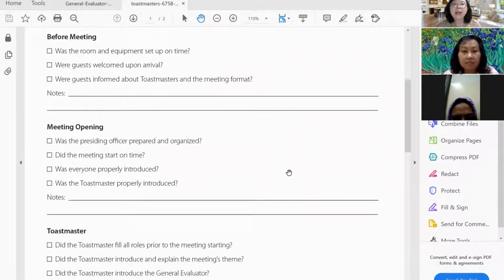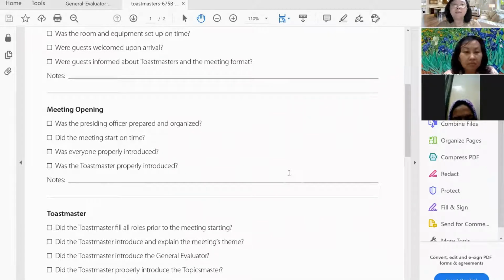And then when the meeting opens, was the presiding officer prepared and organized? Did the meeting start on time? We have to check, because if they start late, then we have to comment. Because in Toastmasters, we are always on time. Was everyone properly introduced? Was the Toastmaster properly introduced? Because after the president comes the Toastmaster of the day.